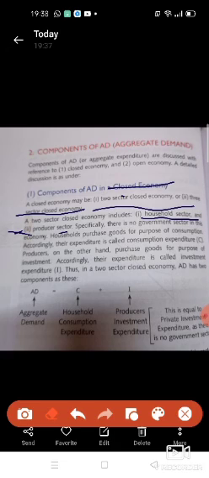Producers, on the other hand, purchase goods for the purpose of investment. In this two sector closed economy, AD has two components. One is C, that is household consumption, and I, that is producer investment expenditure.